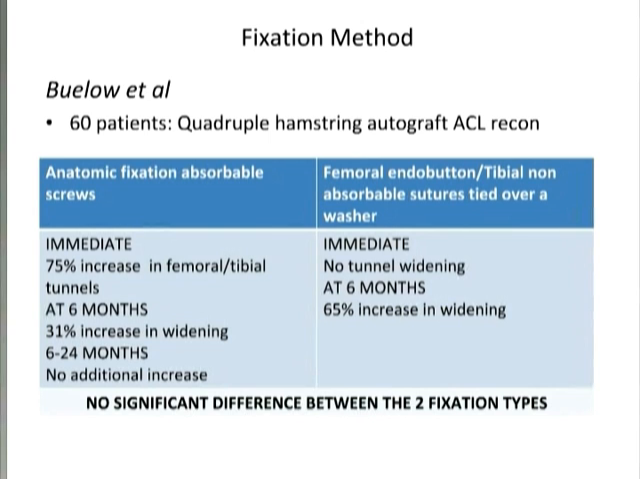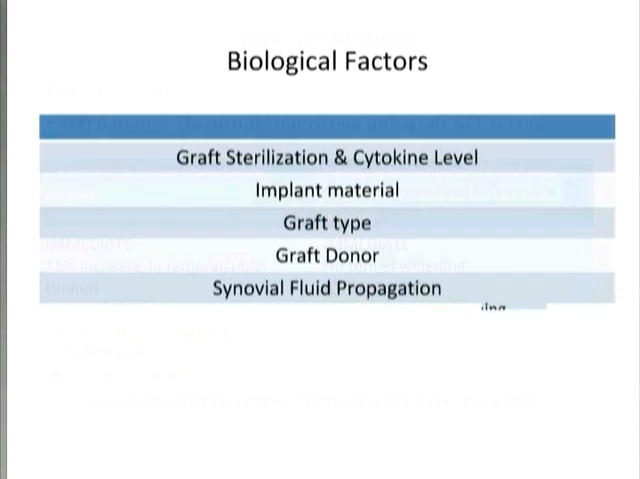Biological factors, there's 5 main ones that have been deemed important: how you sterilize a graft and what the cytokine level is, the implant material, the type of graft you use, the donor graft that you use, and whether there's synovial fluid propagation.